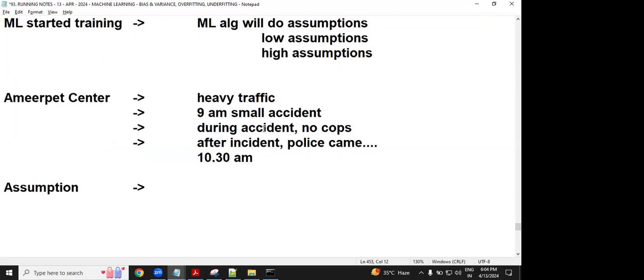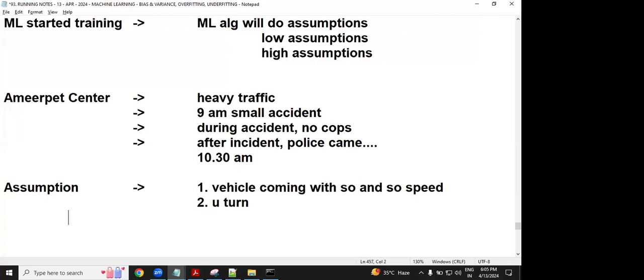Even though they were not available during the accident, once they came at 10:30, the first assumption they will start is to observe the environment. First one is the sound of a vehicle coming with the sound of speed. Assumption number one. And it is taking the right side direction. It is trying to take a U-turn, and during that time the speed increased. They will create a lot of assumptions.